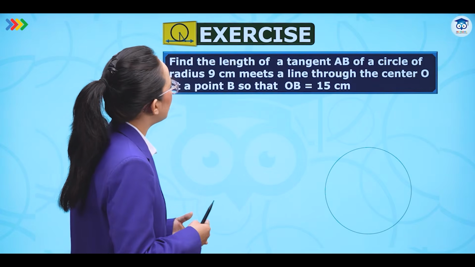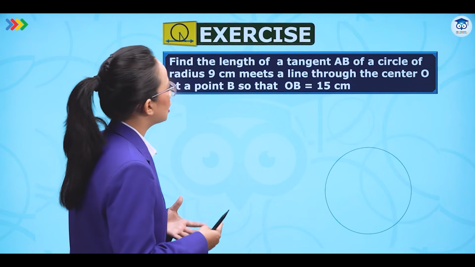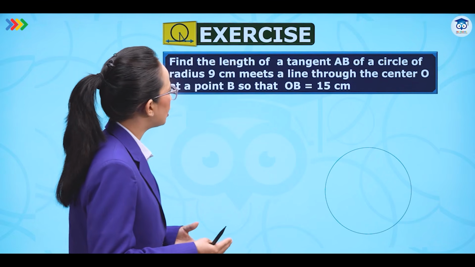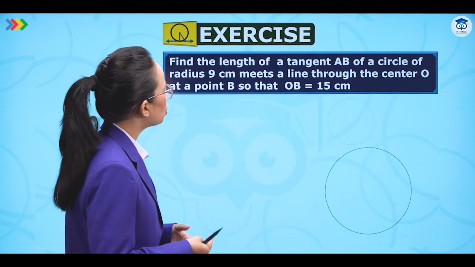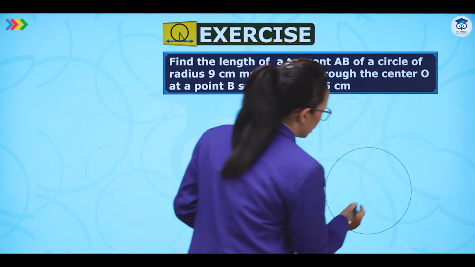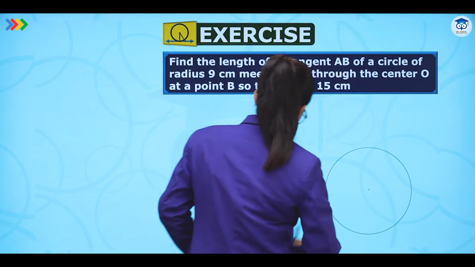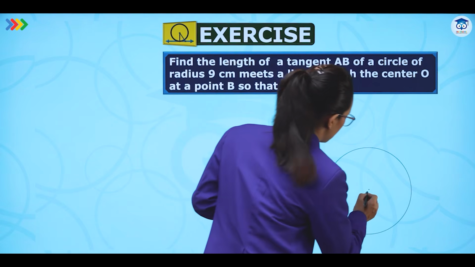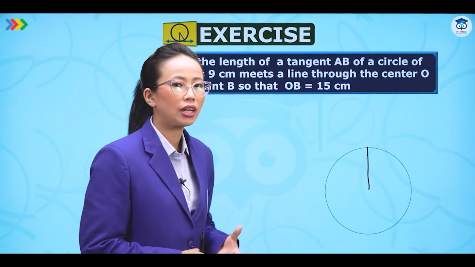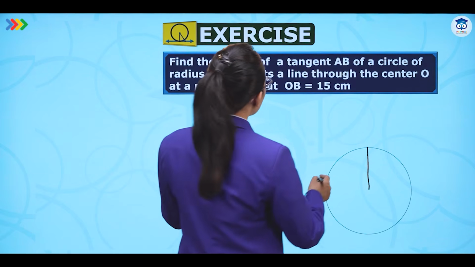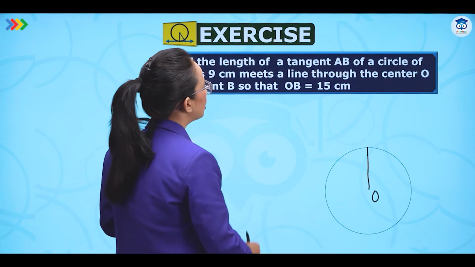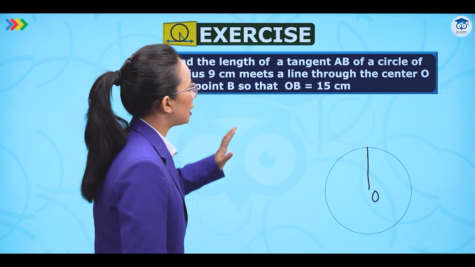Here it says: find the length of the tangent AB of a circle of radius 9 centimeter, meeting a line through the center O at a point B so that OB is equal to 15 centimeter. So it is given that a circle has a radius of 9 centimeter. This figure is not up to scale; it is just taken for reference. It says that it touches the circle, this is the center O, and here we have a tangent AB.